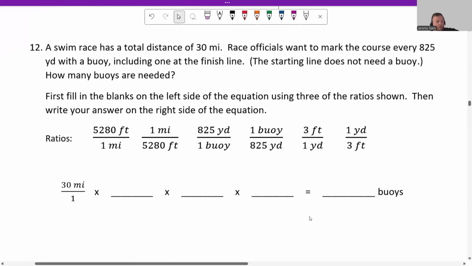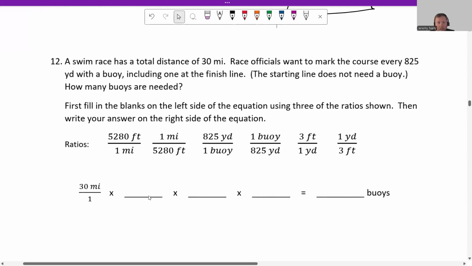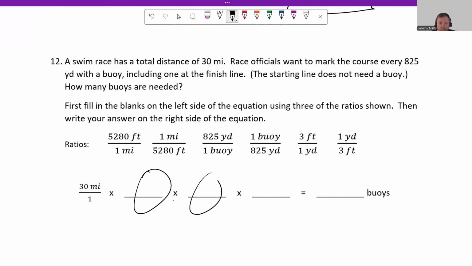Okay. All right. If you see a problem like this with the conversions, each piece here is worth points. So make sure that you fill this in correctly. Okay. So all of these are worth points. They're all worth points. Make sure you fill them in.